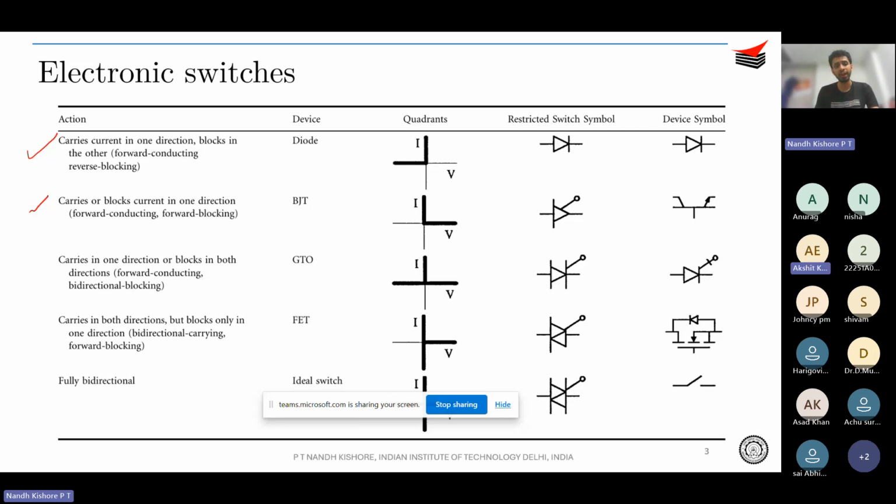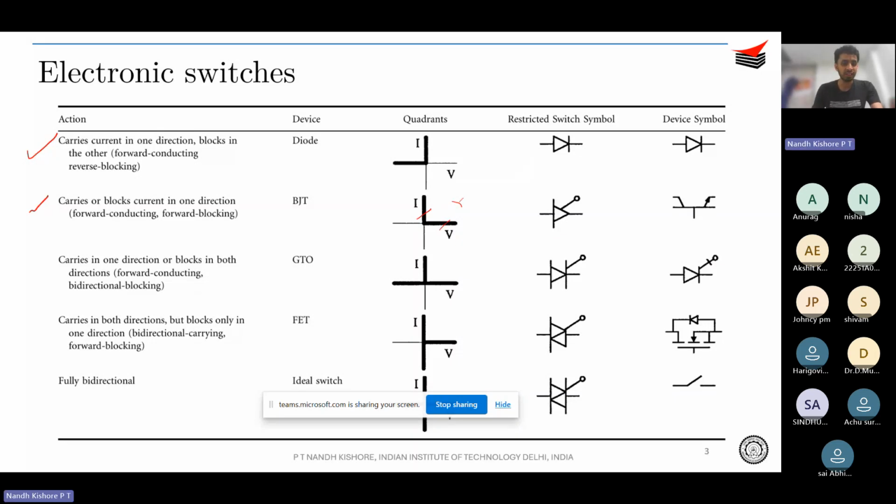So if you want to operate the BJT as a switch, you of course know that... okay. So that's about your BJT.